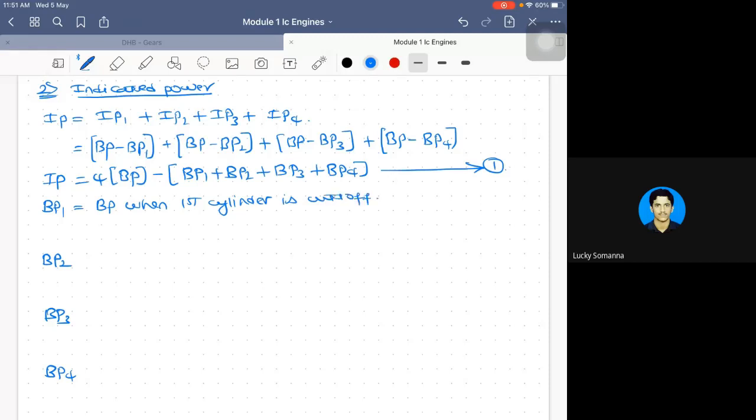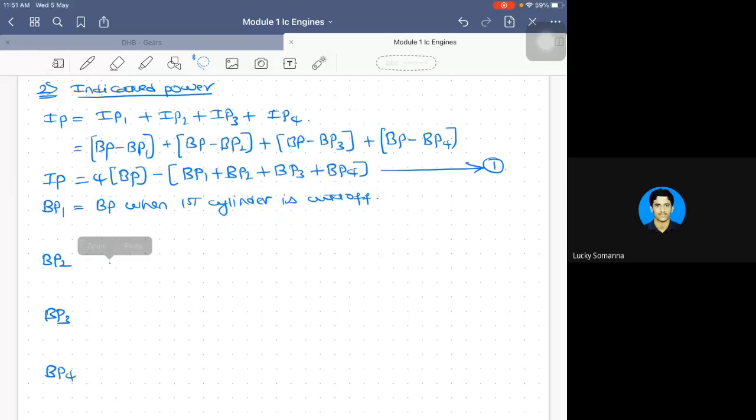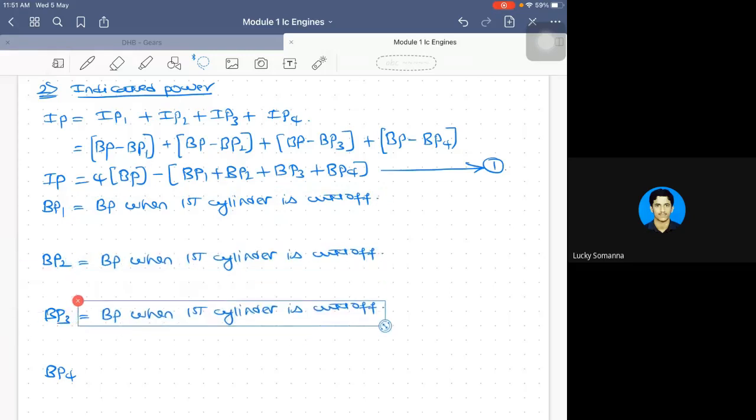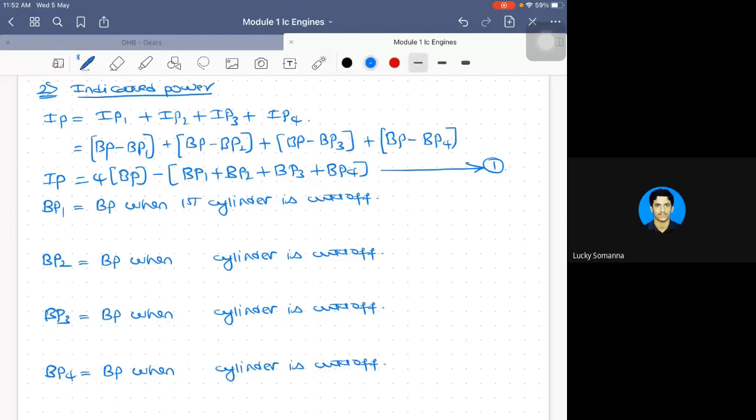Similarly, when you cut off the second cylinder, it is BP2. When you cut off the third cylinder, it is BP3. And when you cut off the fourth cylinder, it is BP4. When the second cylinder is cut off, whatever brake power you get is BP2. When the third cylinder is cut off, whatever brake power you get is BP3. And when the fourth cylinder is cut off, whatever brake power you get is BP4.